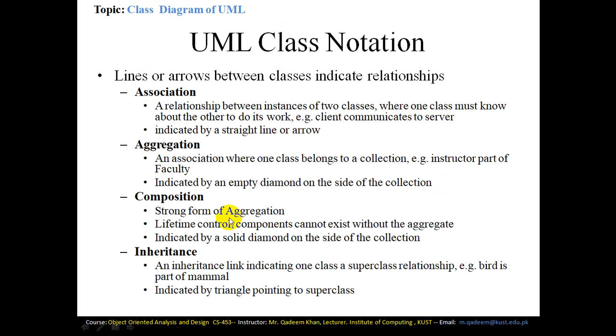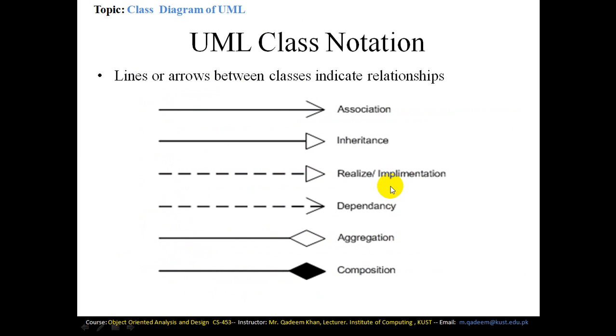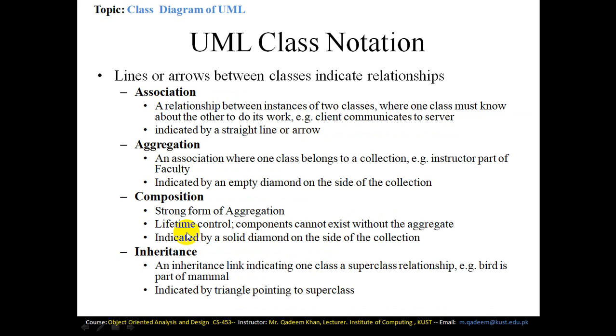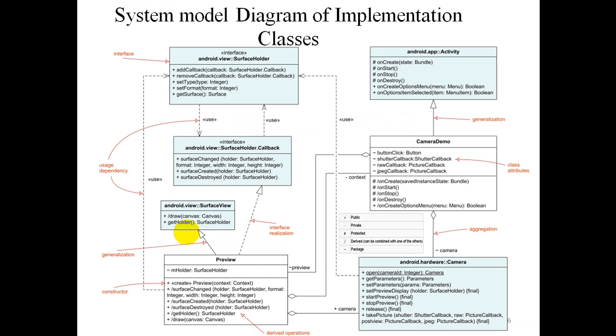Okay. Another relation is called aggregation. Aggregation is in effect association when one class belongs to a collection, for example, an instructor is part of the faculty, indicated by an empty diamond on the side of the collection. Okay, right. This is the aggregation. Aggregation is the empty diamond and straight line. Empty diamond and straight line means that this aggregate class can be accessed on the other side. So aggregation means that collectively full classes can be accessed here. This is the aggregation.